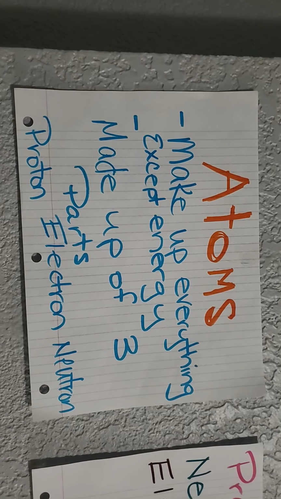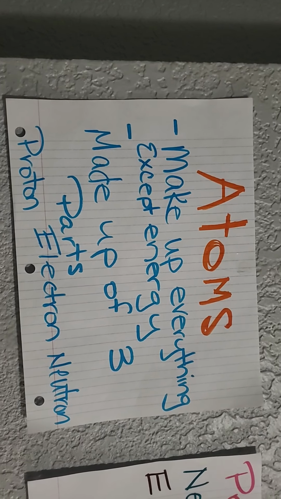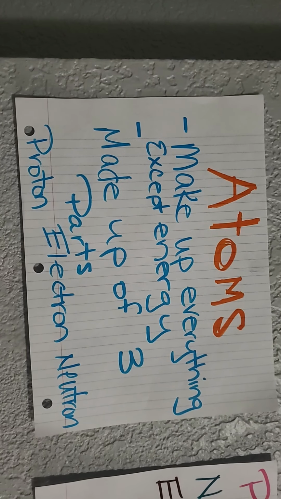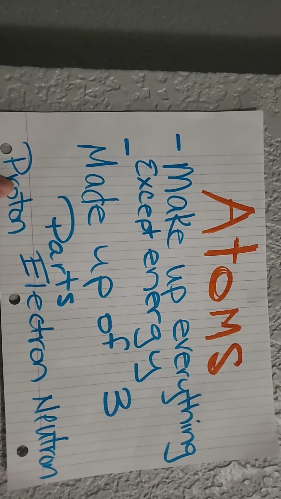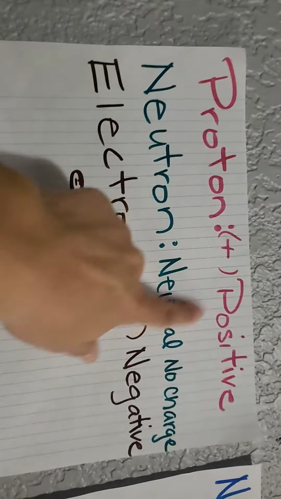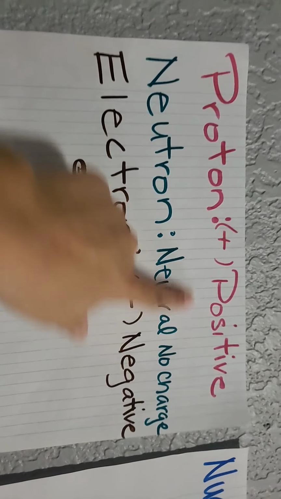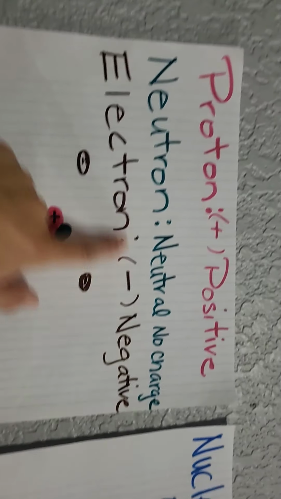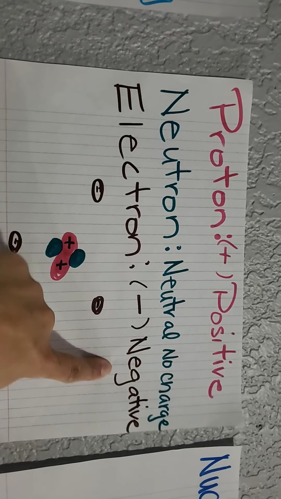Okay, here we're gonna start with atoms. Atoms make up everything except for energy, okay? Atoms are made of three parts: the proton, the electron, and the neutron, okay? Our protons are gonna have a positive charge. Neutrons are gonna have a neutral charge, or no charge, and electrons will have a negative charge.